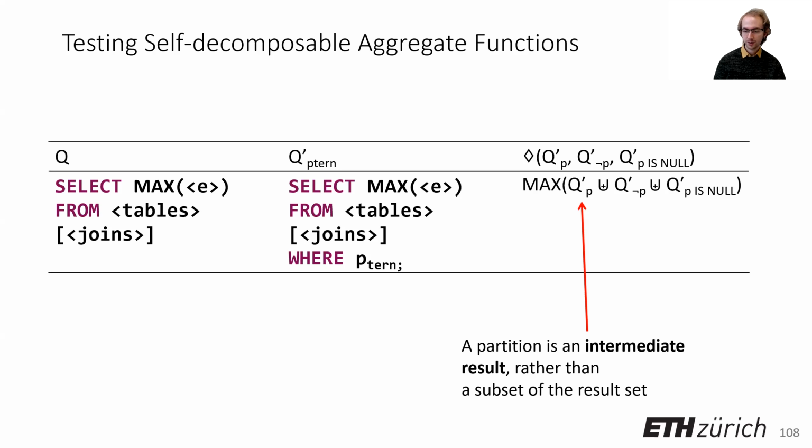So a partition in this context is an intermediate result, the maximum value that has been computed so far, rather than a subset of the original result set, which was the case for the WHERE test oracle, for example. You can also see here that in the composition operator, we use this max aggregate function and in the partitioning queries. So we basically have 2 applications of it.